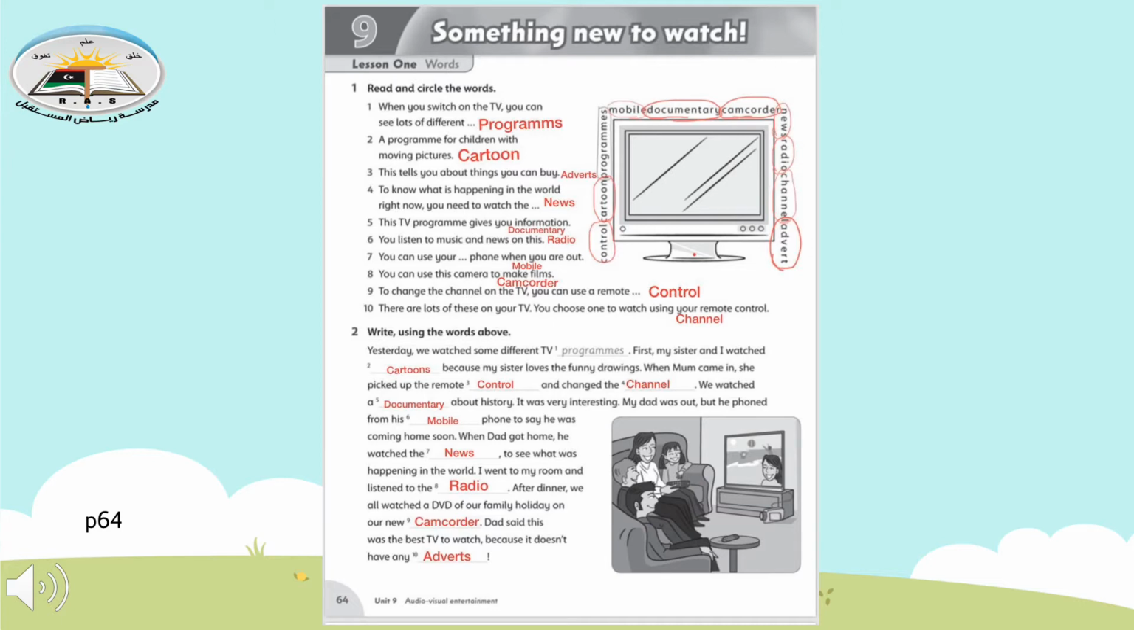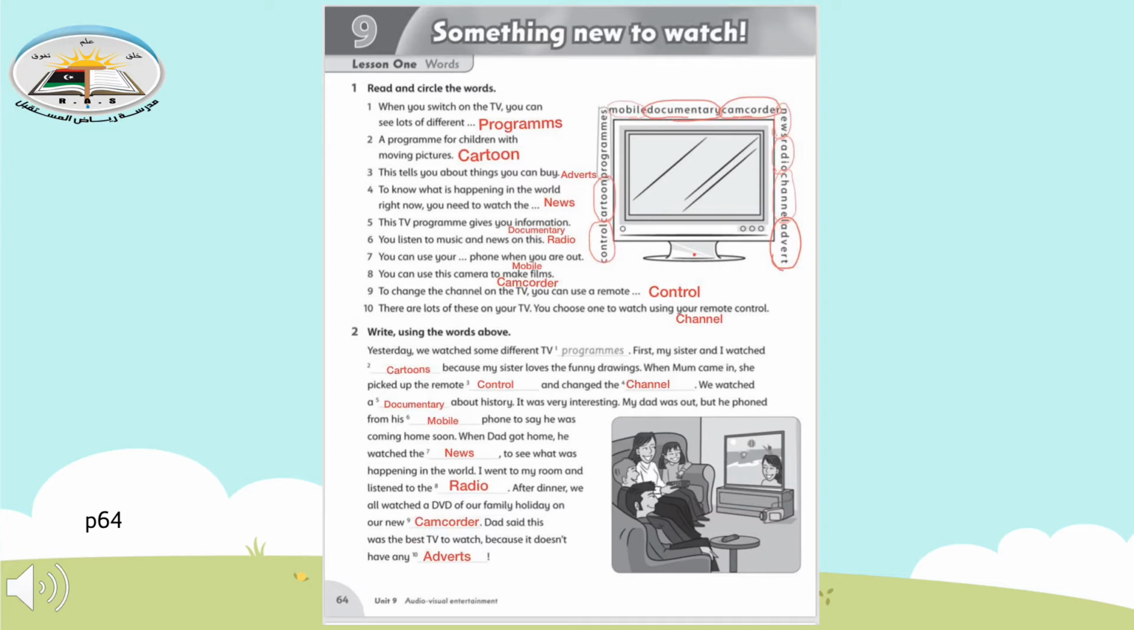Number 6, you listen to music and news on this. The answer is radio. Number 7, you can use your phone when you are out. The answer is mobile. Number 8, you can use this camera to make films. The answer is camcorder. Number 9, to change the channel on the TV, you can use a remote control. Number 10, there are lots of these on your TV. You choose one to watch using a remote control. The answer is channel.